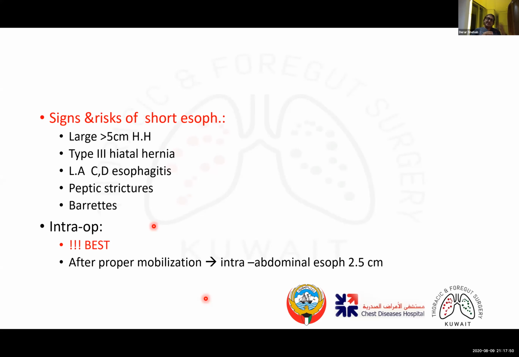How can we predict that this patient has or will have a short esophagus? If the patient has a large hiatal hernia or severe esophagitis, or complicated GERD with strictures and Barrett's, those are indicators of short esophagus.